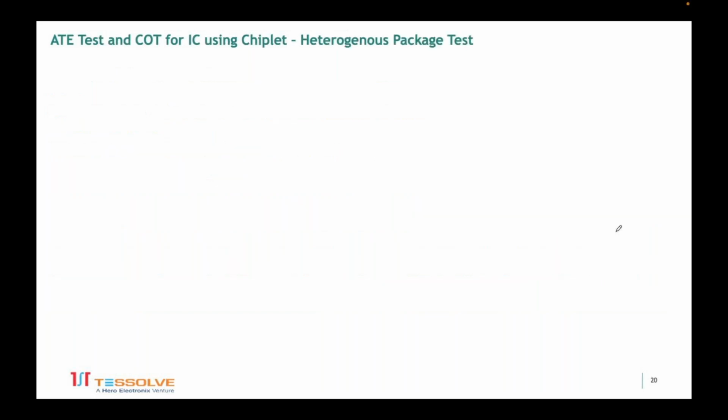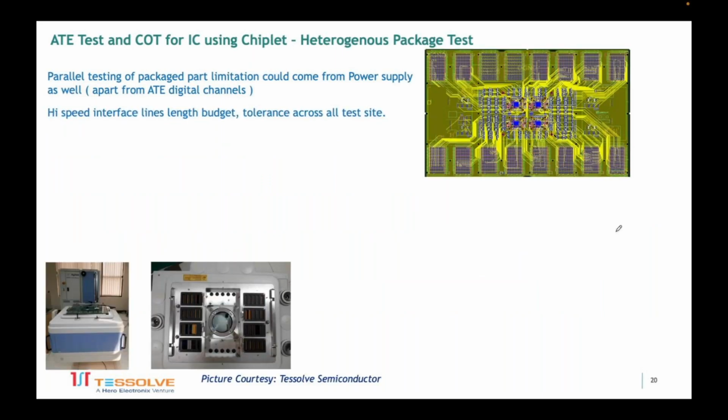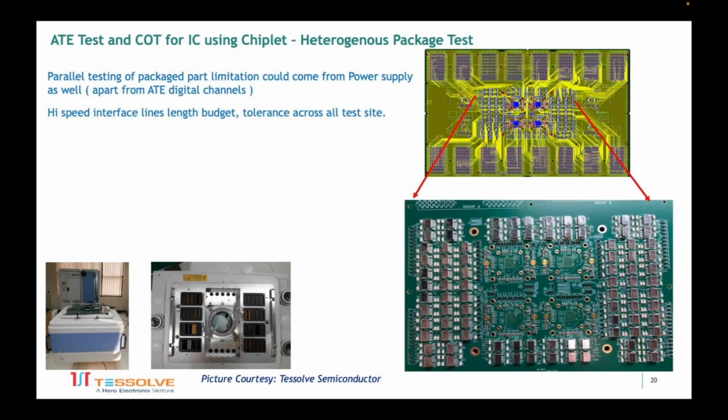Also, if you look at parallel test of the packaged device, the limitation could come not just from the digital channels which drive those signals. It could come from the power supply itself, because the power consumption of the device could go up to higher wattage, in the 100 watts range or even more. And the high-speed interface budget at package level could also limit. So tight budget tolerance and length matching all come into the picture. And you need to look at the relays and components we put in, which will eventually have their own tolerance.